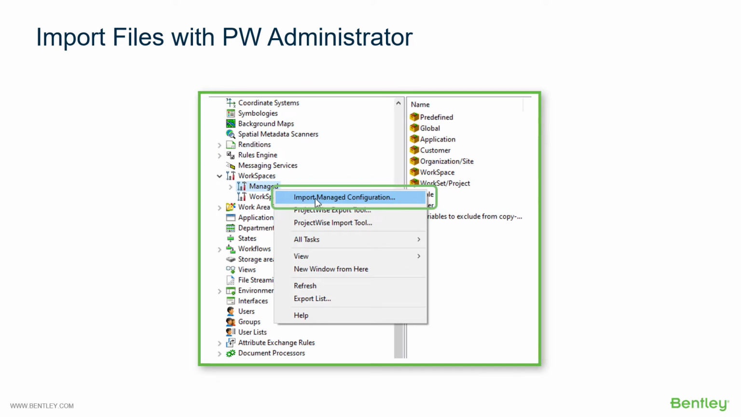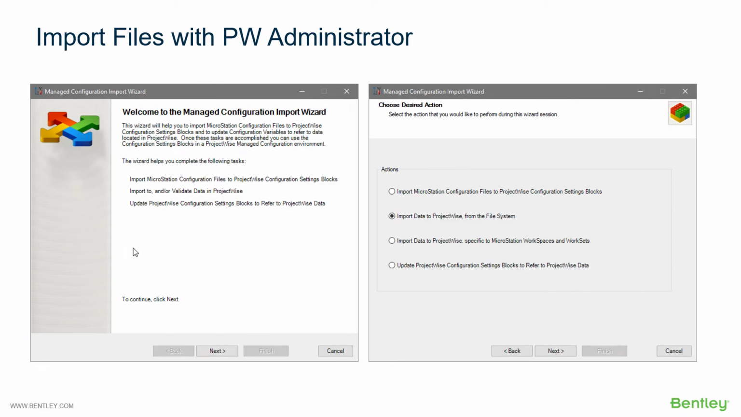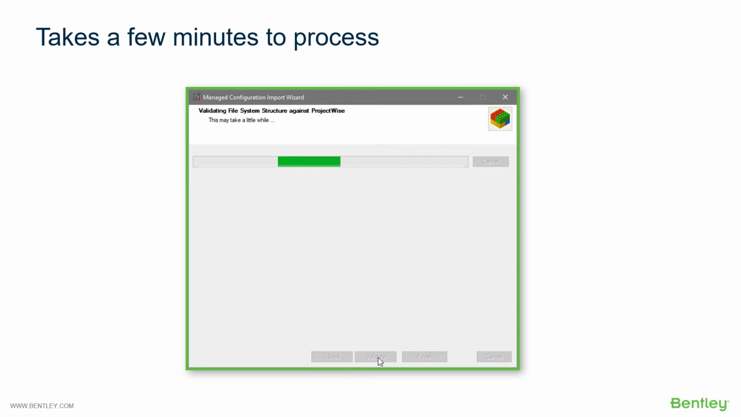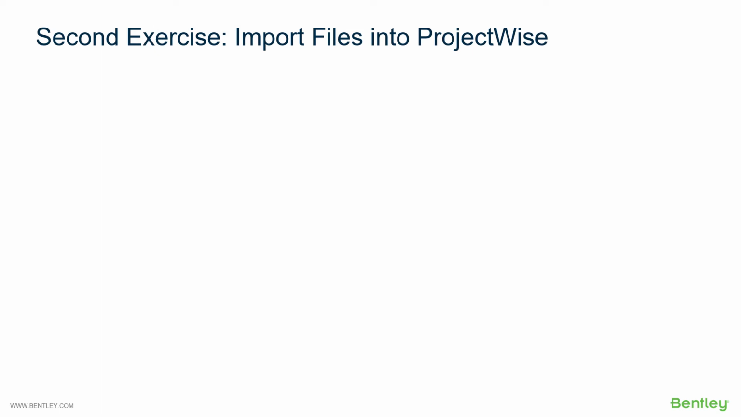In ProjectWise Administrator, you can select Workspaces, Managed, Import Managed Configuration. Click Next, then that will give you an option to import to ProjectWise from File System. This then brings up a dialog box which allows you to select a Windows folder, then select a ProjectWise folder, then map the two together. You can then select Validate. This will then process the two and bring up a dialog box which shows the differences between the two locations.